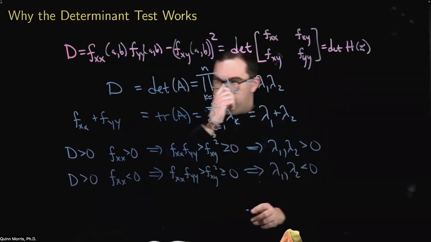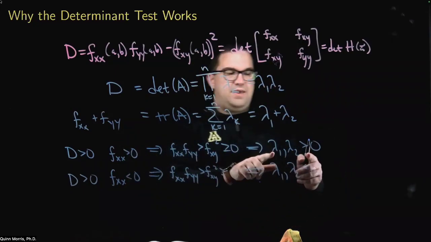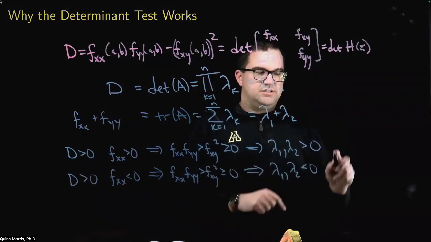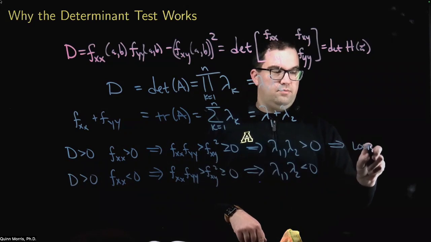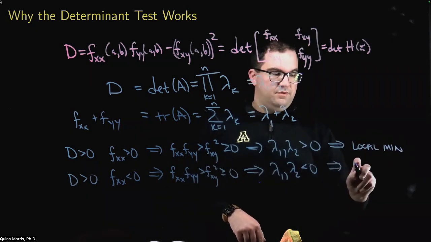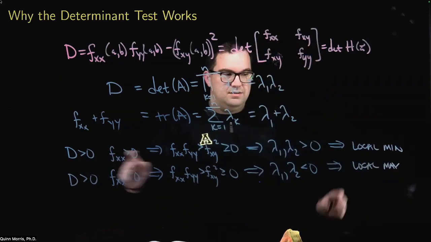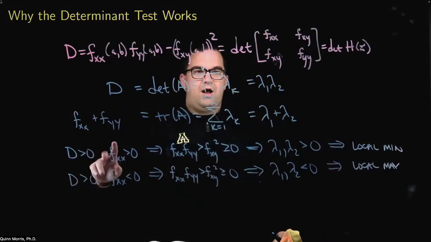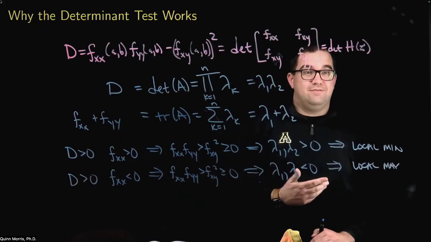Okay. So notice that what these cases are doing is they're really giving you information about the eigenvalues. So here, since both eigenvalues are positive, this means that we're at a local minimum. Here, since both eigenvalues are negative, this means we're at a local maximum. And if you go back to that theorem, that's exactly what these said. It's just that they were hiding information here about the eigenvalues without saying the word eigenvalue.